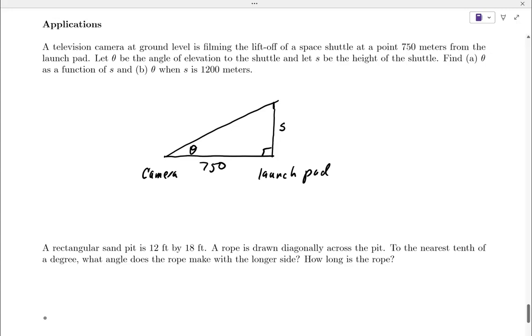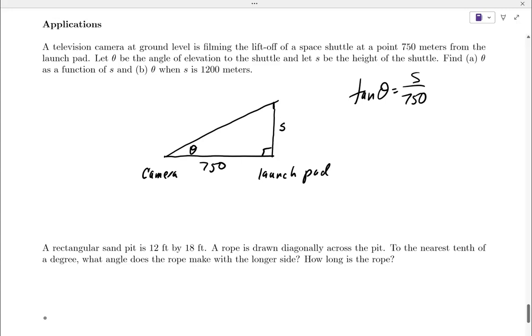What trig function does it look like we're probably going to be involving here? Tangent, right? As a matter of fact, if we just use the tangent function, what expression can you set up that relates the theta and the s? Good, s over 750, right? The tangent of theta will be opposite over adjacent.